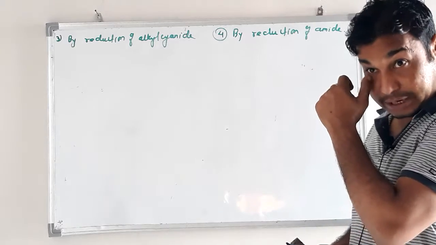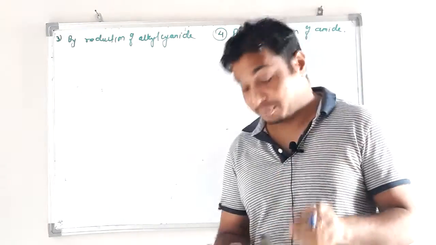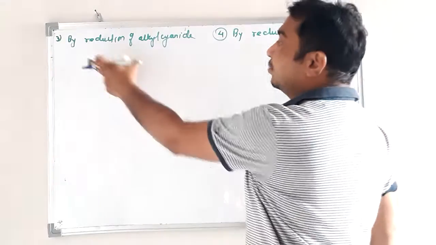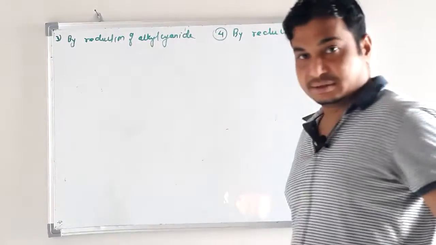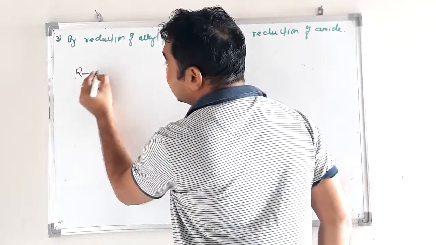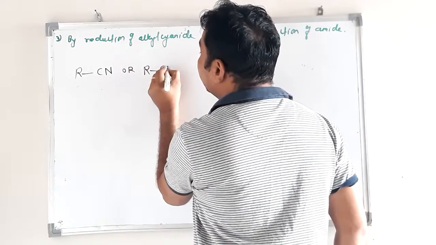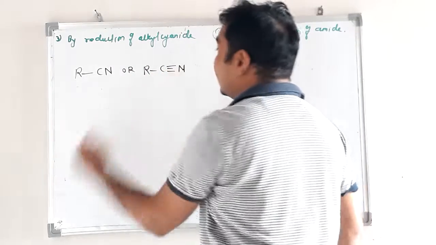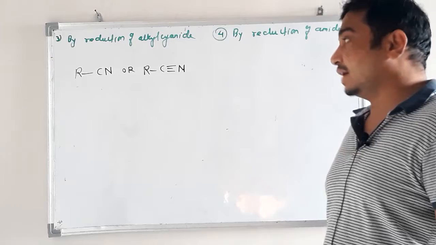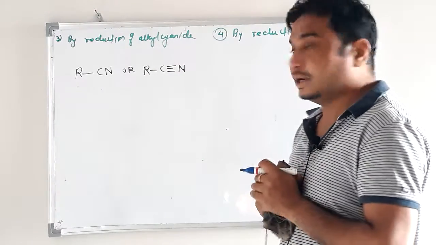Now we are going to start the third method to prepare primary amine. Third is by reduction of alkyl cyanide. What is alkyl cyanide? RCN, or we can write R-C triple bond N. Okay, this is alkyl cyanide. C triple bond N, this is the cyanide group.